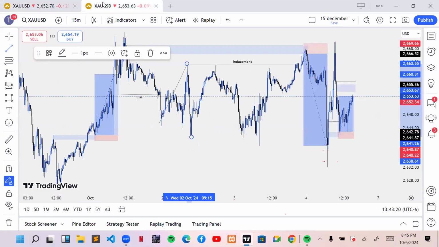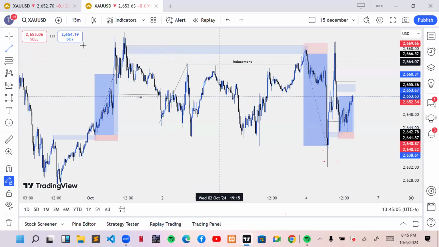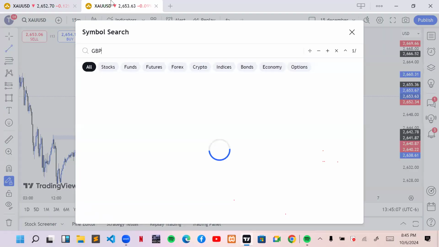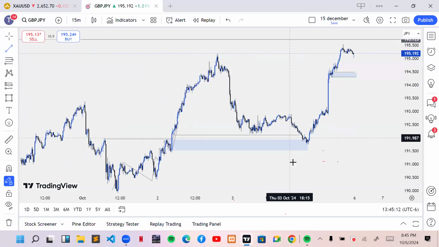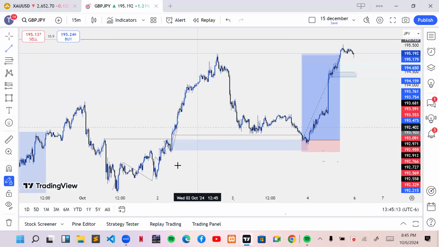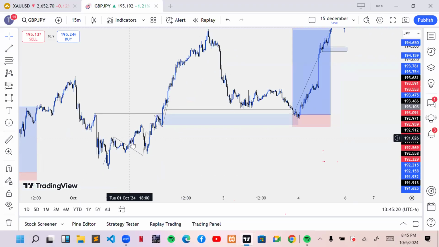So this is the one for gold market structure shift. This is the first pullback right here. And then I will show the GBP JPY chart that I was on for a pullback in break of structure. So this was a resistance zone in the market right here, and the market was making higher highs, higher lows.